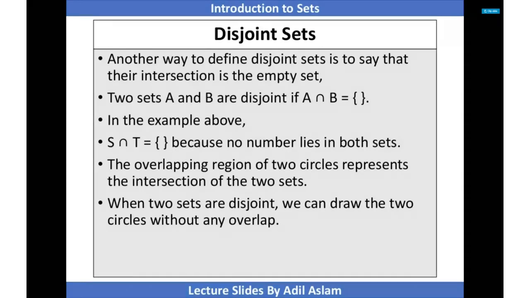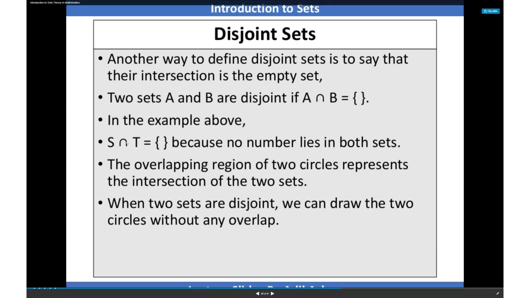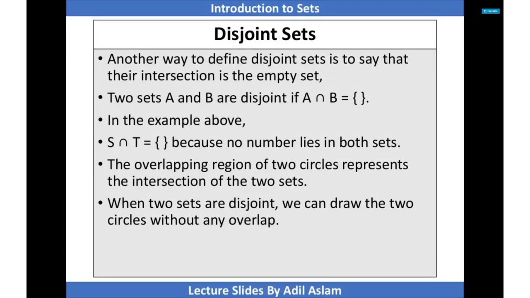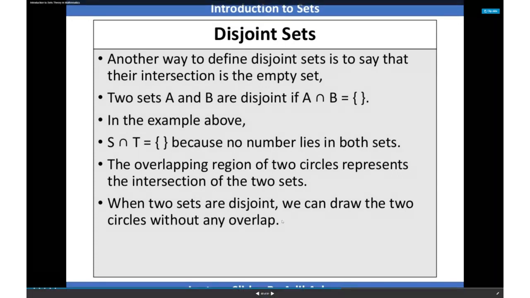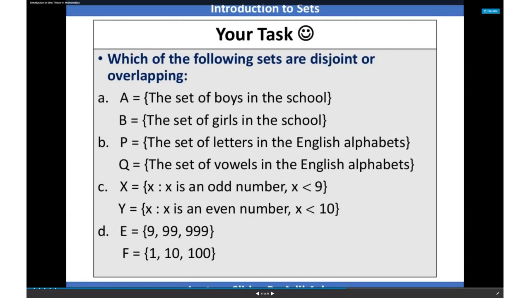So if there is nothing to be shared, or no elements that appear in both set A and B, then we say its intersection is an empty set. For instance, if S and T are two sets, and we are told the intersection is empty, then we say the two sets are disjoint. They don't share any element. That's why in our previous diagram, the two circles are drawn apart, without any overlap. Your task: you can have a look at that in your own time.